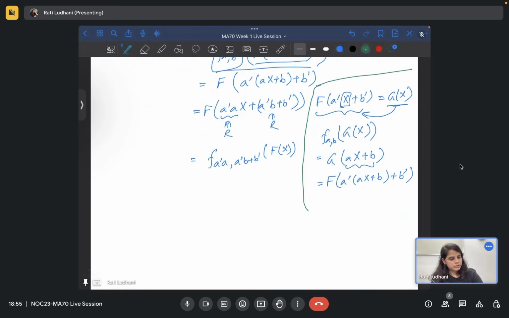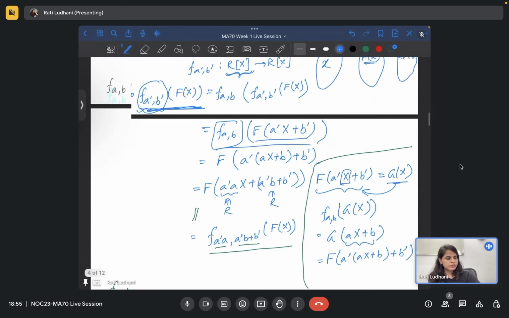So what will it be? This will be equal to f of a dash a x plus this constant, right? Exactly, this is the definition of small f a, b. I used this definition and wrote it in this form. Is that okay? Yes, ma'am. Okay, great.